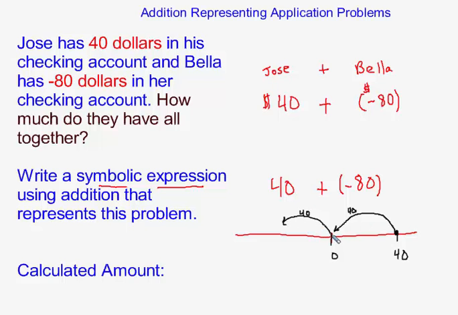So if you were at 0 and you went 40 units to the left, by definition, that would put you at negative 40. So the calculated amount would be negative 40, and you would just type this into Math AS. However, the problem would mean that together they would owe $40 if they were to combine their funds. Jose has 40, which would partially pay for Bella's debt of negative 80. The fact that they owe more money than they have means that they would end up in debt, and that's why the final answer came out to be negative.